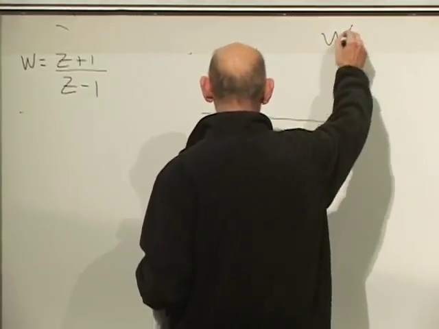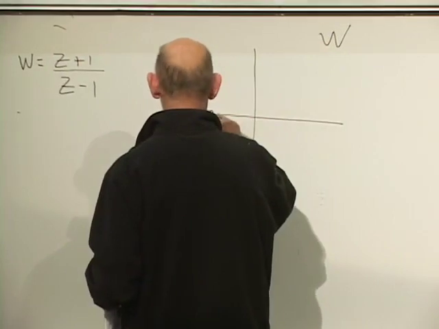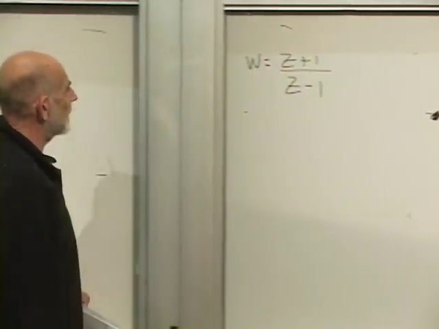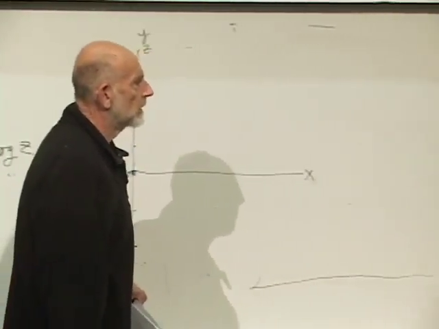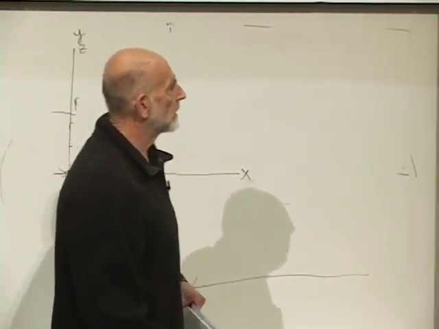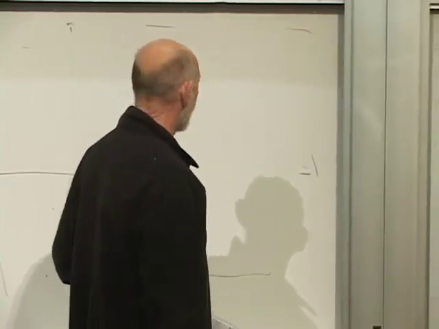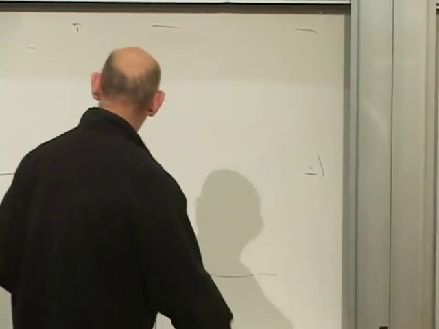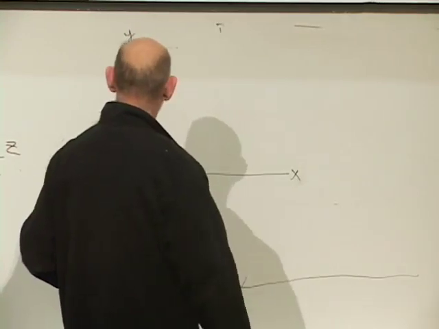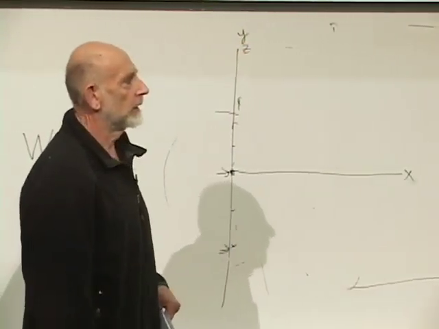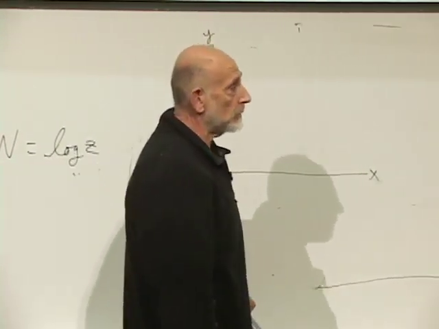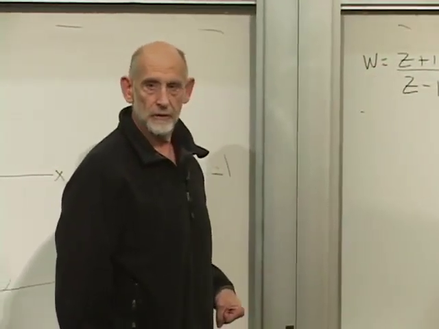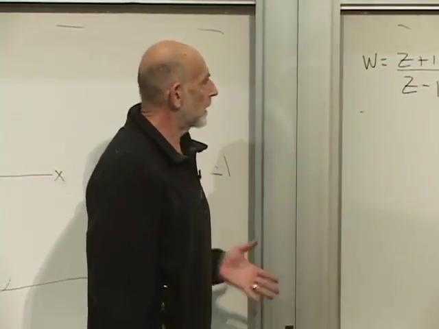Here's the W plane. W goes to minus 1. How about when Z is equal to infinity, way out here? W goes to 1. When Z is very, very large, it goes to plus 1.